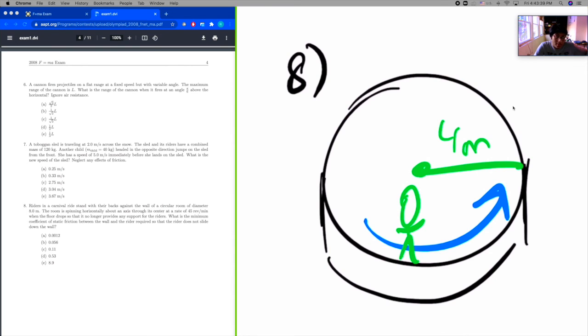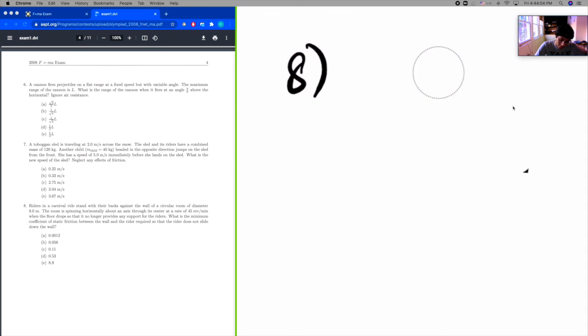The room is spinning horizontally about an axis through its center at a rate of 45 revolutions per minute when the floor drops, so it no longer provides any support for its riders. How does that make sense, my friend? What is the minimum coefficient of static friction between the wall and the rider required so that the rider does not slide down the wall? Frankly, this makes no sense to me. How can you not have a ground below you to support you? But I guess friction does help.